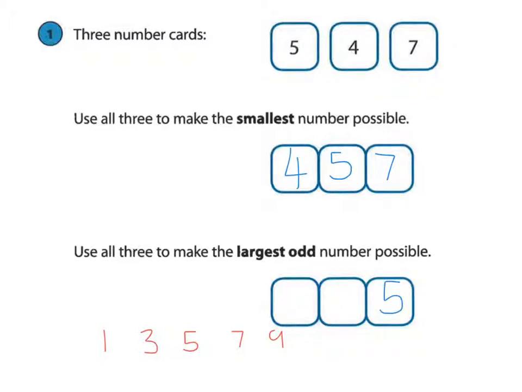That makes it an odd number. I'm then left with 4 and 7. I want the largest number possible, so I'm going to use 7 in my hundreds column, and that leaves me with 4 in the tens. So the largest odd number that I can possibly make is 745.